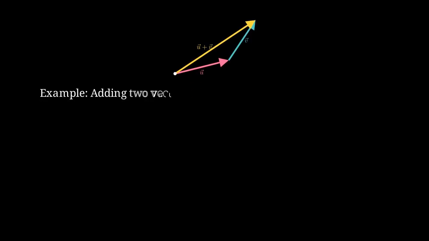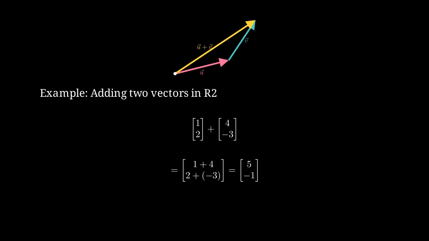Let's work through a concrete example of vector addition. Consider adding the vector with components 1 and 2 to the vector with components 4 and -3. We add corresponding components. 1 plus 4 equals 5, and 2 plus -3 equals -1. So our result is the vector with components 5 and -1.